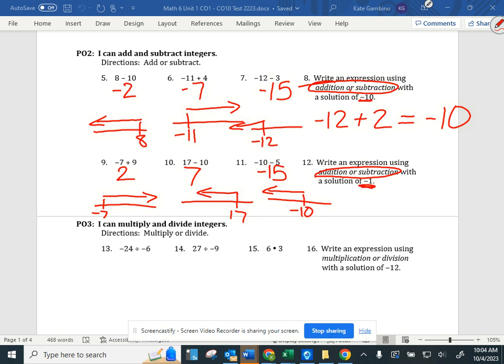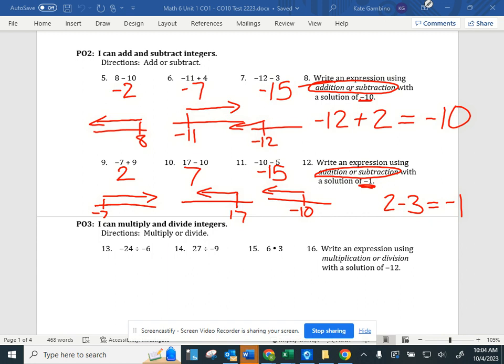Then again, we're using addition or subtraction. This time our solution is negative 1. So you could have said something like 2 minus 3 equals negative 1. Any equation that equals negative 1 using addition or subtraction, I gave you credit for. Do we have any questions on this objective?